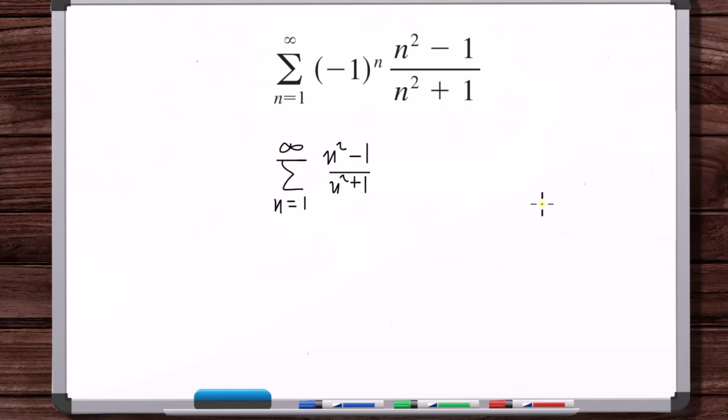Well, we do the comparison test, right? We're going to compare n squared minus 1 over n squared plus 1 with n squared over n squared, so with 1. This is always less than this. This is divergent, so that's inconclusive. Well, no, the test for divergence tells us that this is divergent.